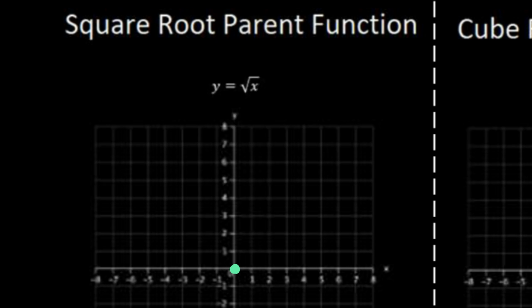Then let's go up to 1. When x is 1, what is y? What's the square root of 1? 1. So we have another perfect point at 1, 1. Now, do you think it's easy to square root 2? No, right? It's going to give you some decimal answer. So let's go up to a number that will give us a whole number answer. 4. What's the square root of 4? 2.